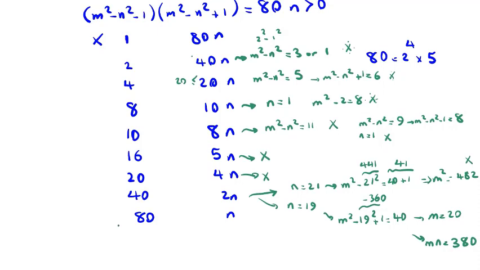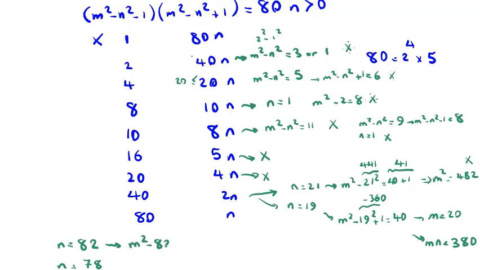Let's consider the last case. In the last case, if this is 80, then n is 82. That's the first case. The second case, if this is 80, then it is 78. So let's consider at first this case.